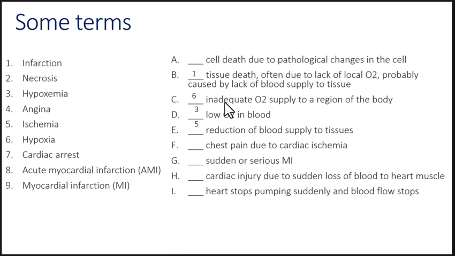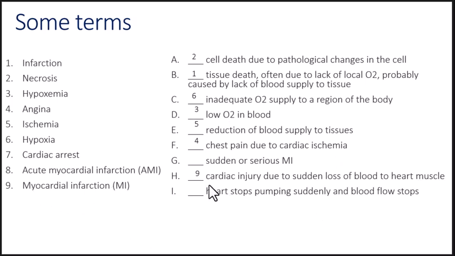The term infarction. This refers to tissue death, which is oftentimes due to lack of oxygen reaching the tissue. Oftentimes it's because of ischemia or full blockage of a vessel. Necrosis, which we talked about a lot last term, is actually cell death, where we see those pathological changes occurring within the cell. Angina is chest pain. Chest pain occurs because we're not getting enough blood flow to the area, and so we can say that it's due to cardiac ischemia, reduced blood flow to heart tissue.